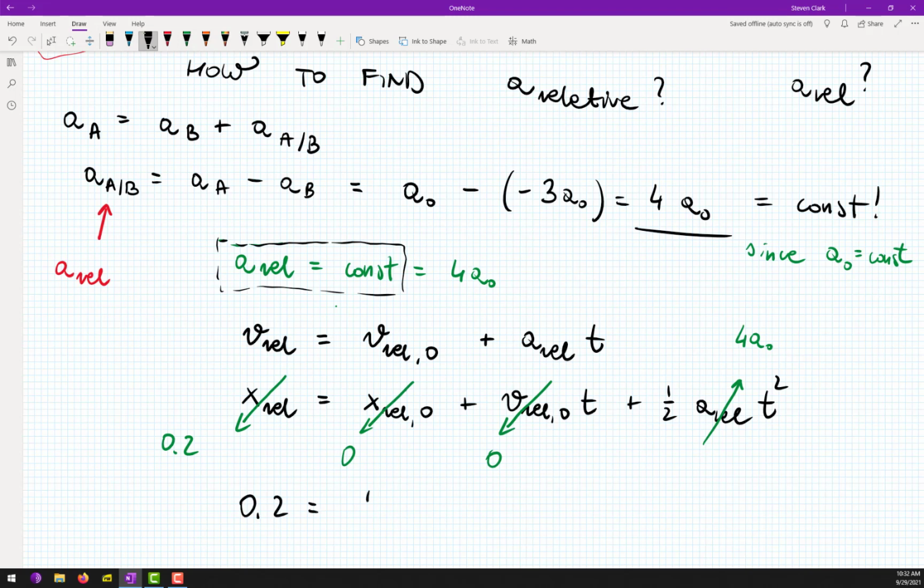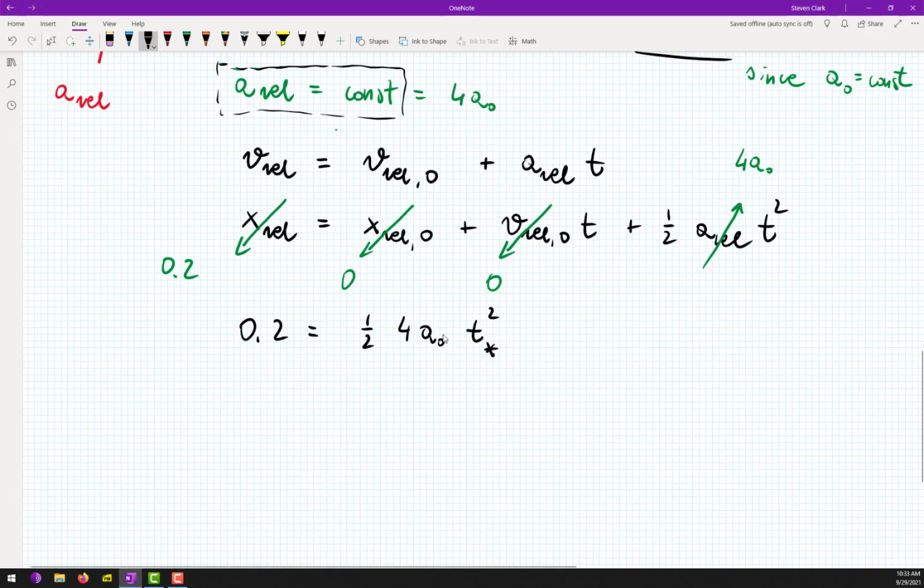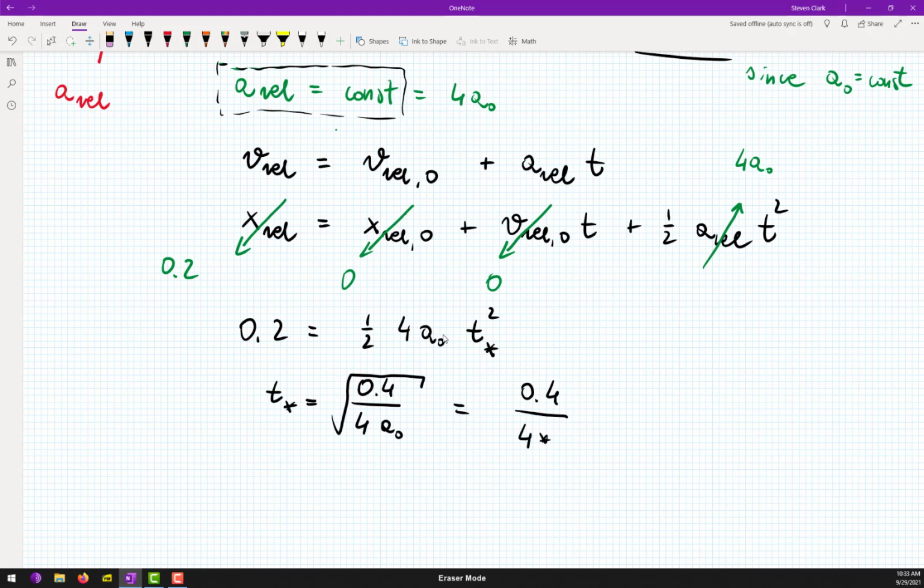0.2 is equal to 1/2 times 4a0 t squared. Let's say t star. Okay, let's find t star. T star is equal to the square root of 0.4 divided by 4a0. Plug in values. I think that would be, wait a second, 3.7 square root. Grab your calculators.